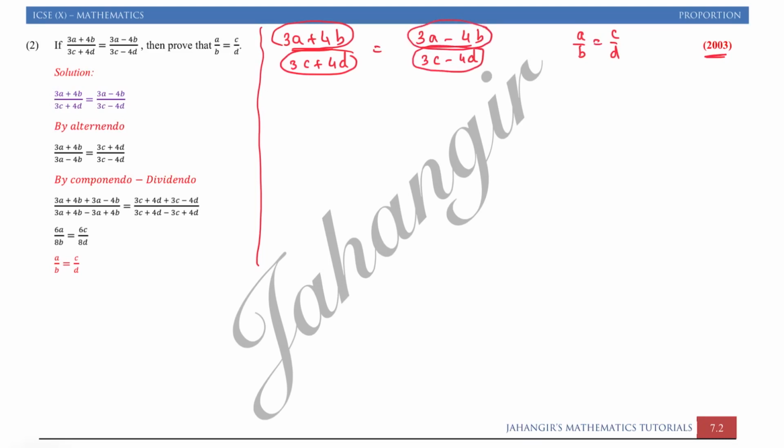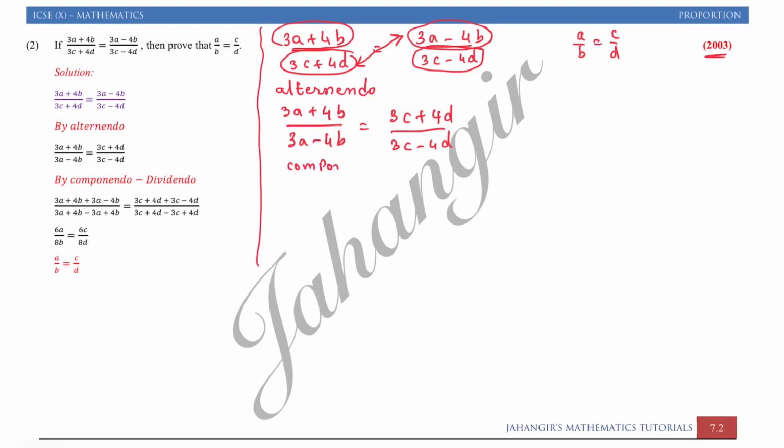So what we will do, first we will use alternando. With alternando we can swap these two terms; we can change the place of these two terms. So we can write (3a plus 4b) upon (3a minus 4b) is equal to (3c plus 4d) upon (3c minus 4d). Now we got the same pattern where we have the same terms in numerator and denominator but different signs. So now we will start with componendo dividendo.